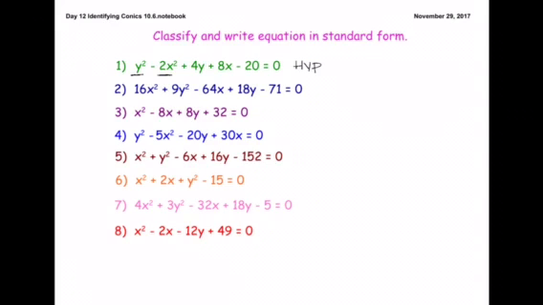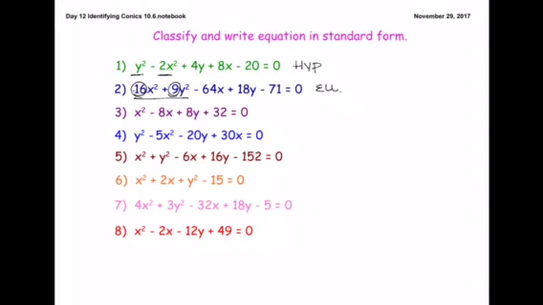Number 2. 16x squared plus 9y squared. How many variables are squared? We have 2 squared variables. Are both of the terms positive? Both squared terms are positive. So then we need to look at our coefficients. Our coefficients of our squared terms are different, so we know we're talking about an ellipse.